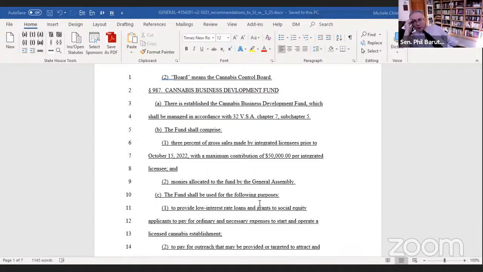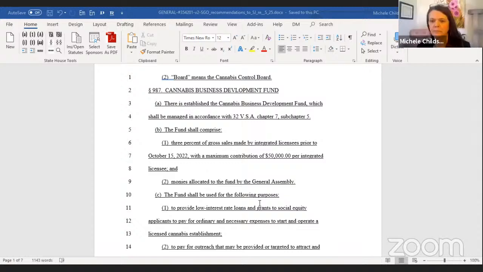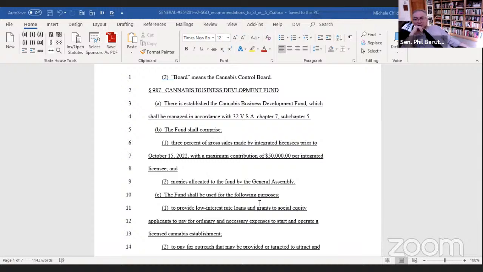And I'm reading that correctly, that this is moot after October 15th, 2022. Yes. After that time, the only money would be monies allocated by the General Assembly through the appropriations process. Correct. Okay.